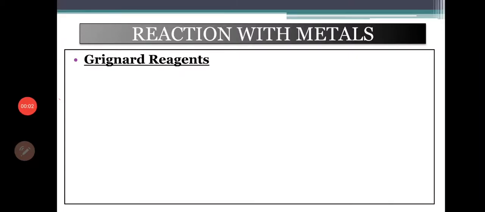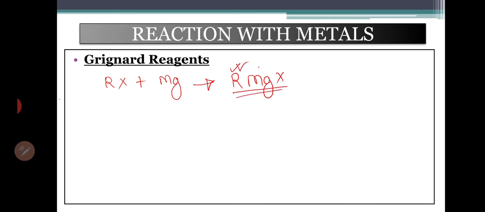So we have done the preparations of alkyl halide, aryl halide, and reactions of alkyl halide, like nucleophilic substitution reaction and elimination reaction, right? Now the next reaction is the reaction of alkyl halide with metals. Whenever your alkyl halide reacts with a metal like magnesium, it will give a compound having the formula RMgX, where your alkyl group has a direct bond with magnesium, which is a metal, right? Now this reagent is called Grignard reagent.